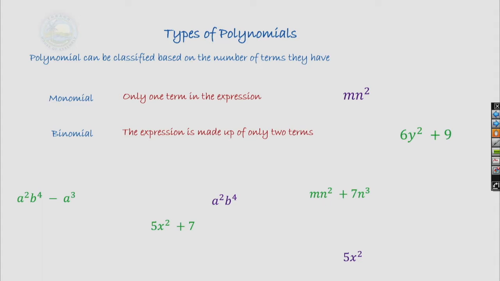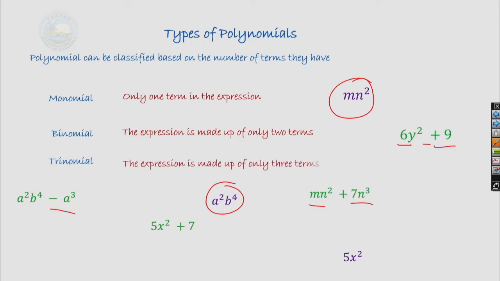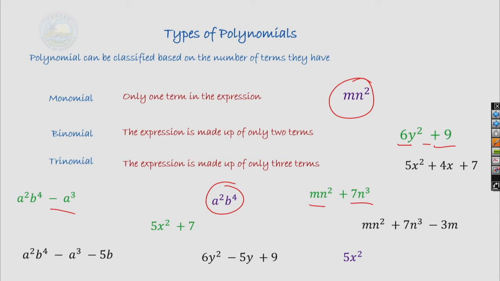They have only two terms. Monomials have only one term, while these here have two terms. So monomials have one term, binomials have two terms, and trinomials are expressions that are made up of only three terms. Here are some examples of trinomials in black.